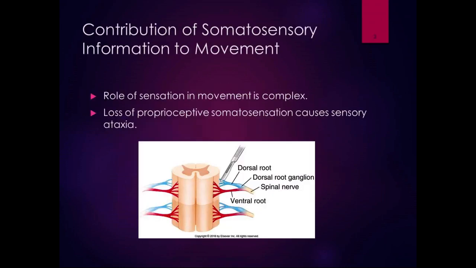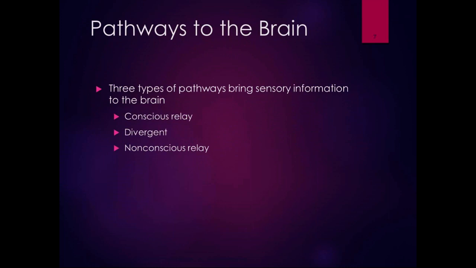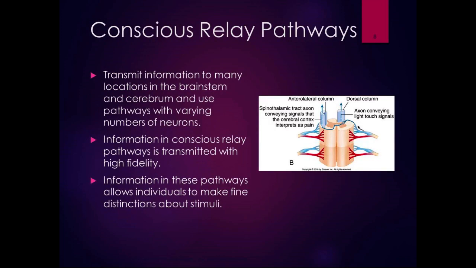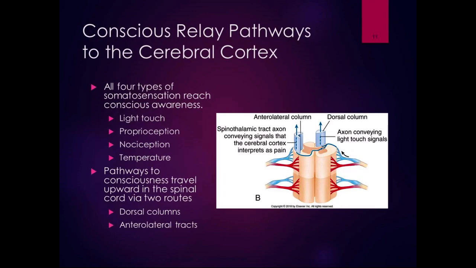All right, so we talked about the 3 different types of pathways to the brain: conscious, divergent, and non-conscious. So now we're going to talk specifically about the conscious relay pathways. The conscious relay pathways go from the spine to the thalamus. All 4 types of somatosensation reach conscious awareness: light touch, proprioception, nociception, and temperature.